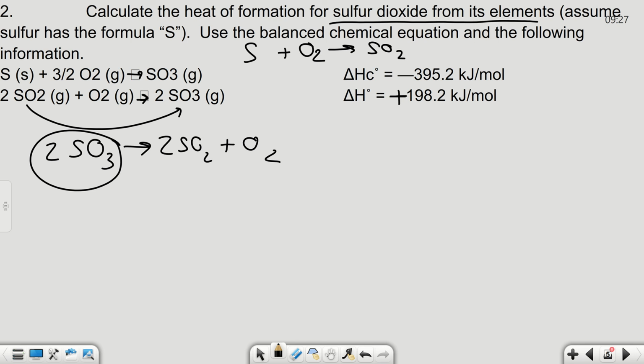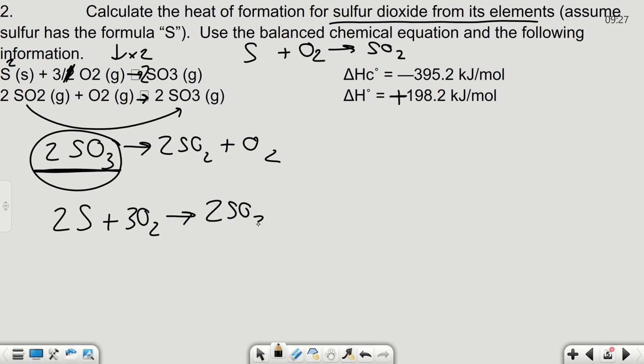So this is where I kind of look at this. I go, okay, I have two SO3s here. I go back to my first equation, I have only one SO3. So what am I going to do? I'm going to multiply this whole top reaction by 2. That'll give me two SO3s there. That would basically do 3/2 times 2 would become just 3. And then I'd have two S's. So my reaction for the first one would be 2S plus 3O2 produces 2SO3.